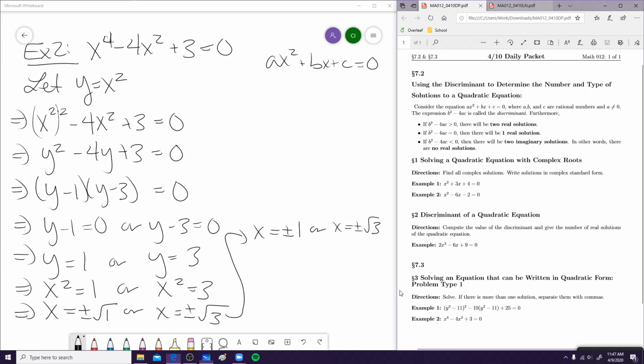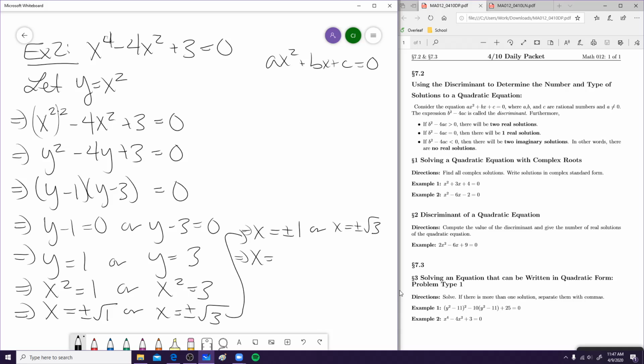But we want to separate our solutions with commas. So, very last step, we're just going to rewrite this. So x is equal to negative 1, 1, negative square root of 3, square root of 3. It does not matter which order you put them in, as long as you put all 4. And this is our solution.